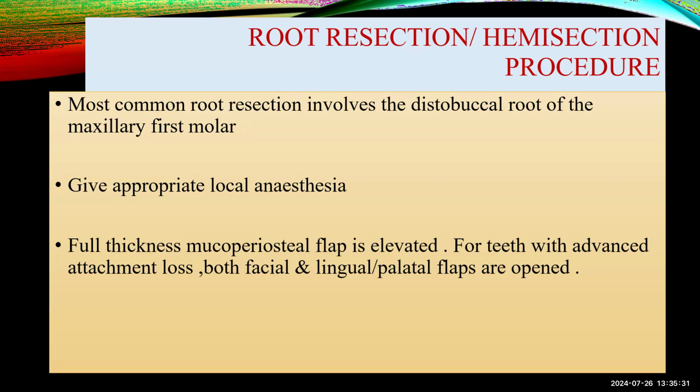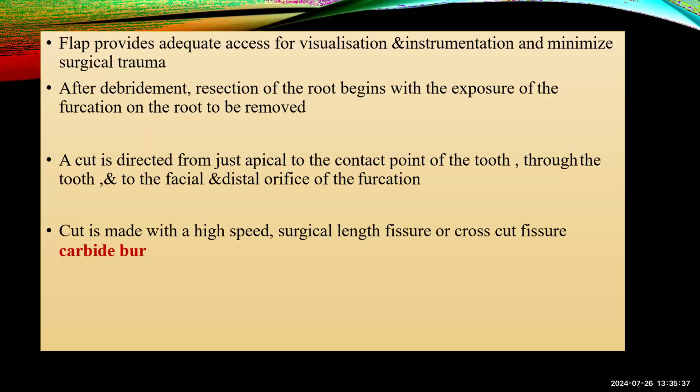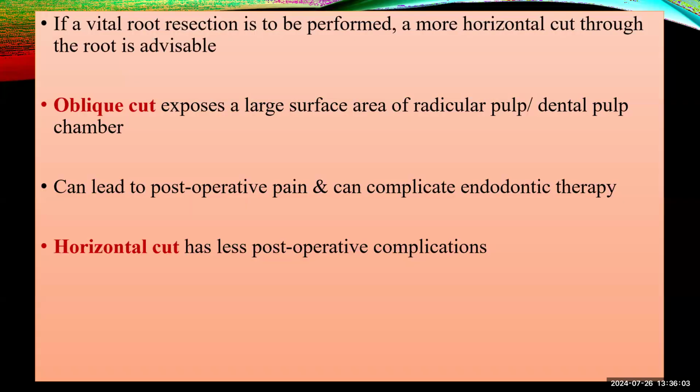So the procedure as such: we give local anesthesia. A full thickness mucoperiosteal flap is elevated, so we can see the area. There is adequate visualization and instrumentation. After debridement, the root is resected with exposure of the furcation on the root to be removed. The cut is directed from just apical to the contact point of the tooth, through the tooth to the facial and distal orifice of the furcation. It is made with a high-speed surgical length fissure or cross-cut fissure carbide bur.